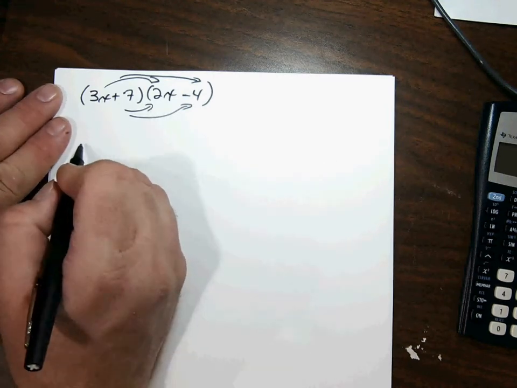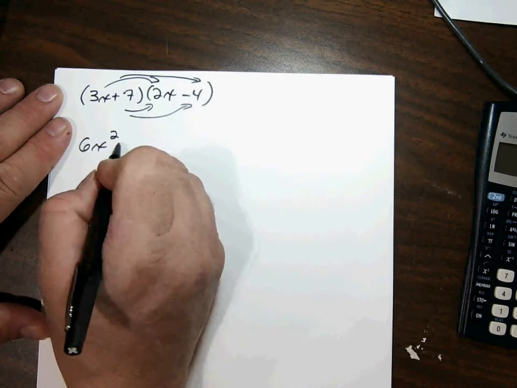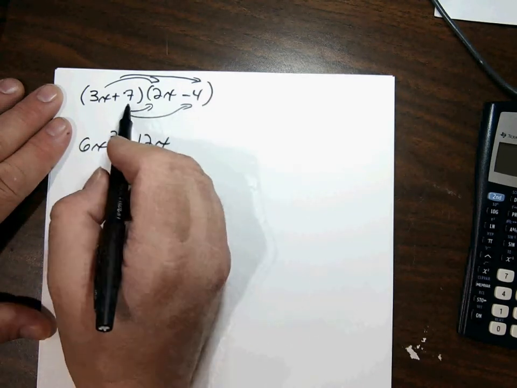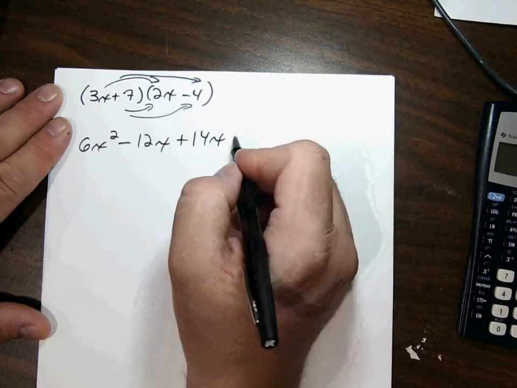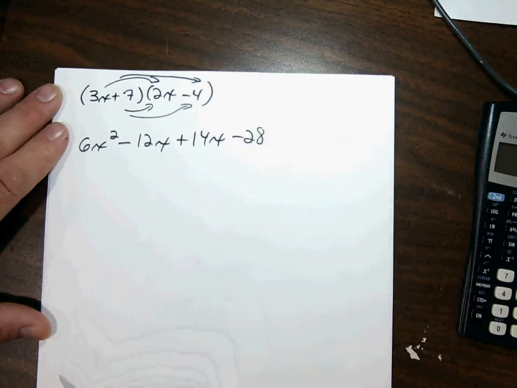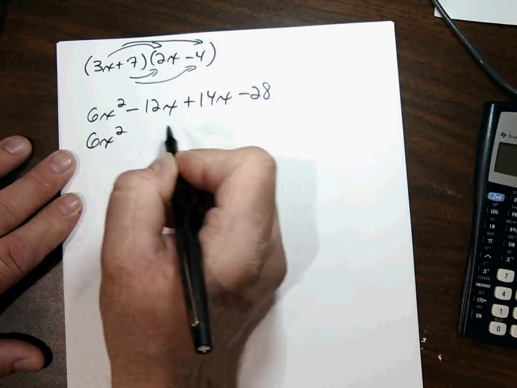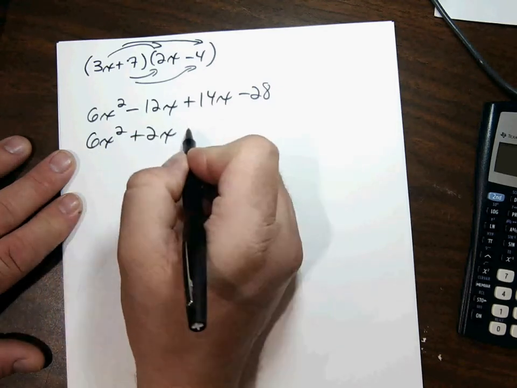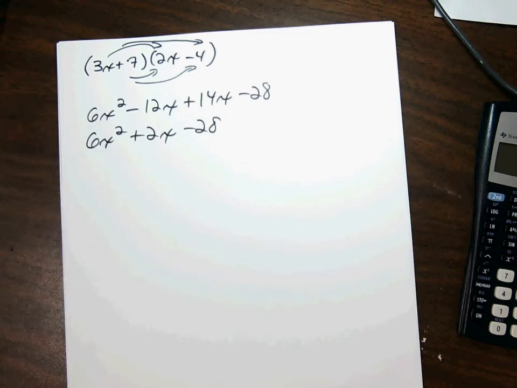So 3x times 2x gives me a 6x squared. 3x times minus 4 gives me minus 12x. 7 times 2x gives me plus 14x, and 7 times negative 4 gives me a negative 28. Combine those like terms, and what do we get here? 6x squared, we're going to get plus 2x minus 28. Okay, just like that. All good there. So that's a couple of binomials.